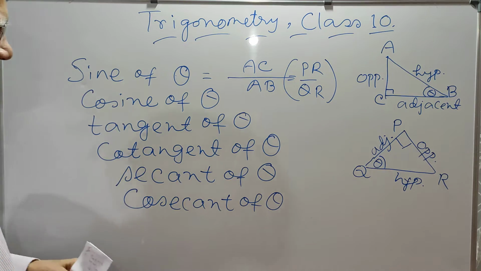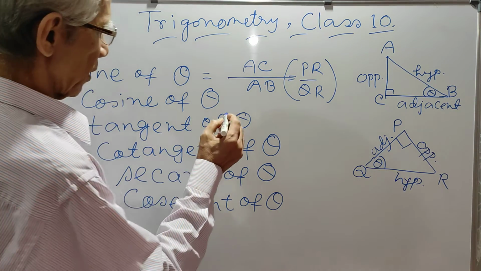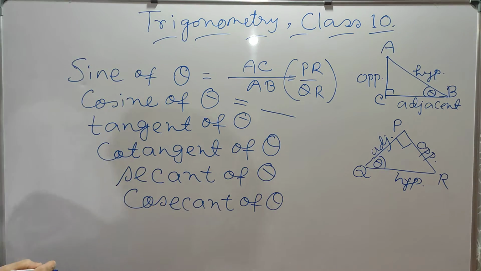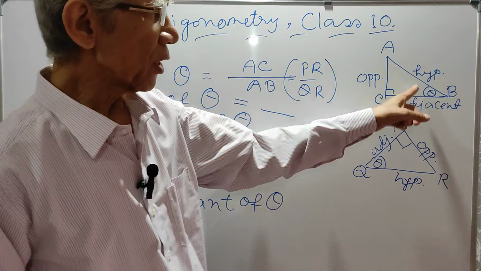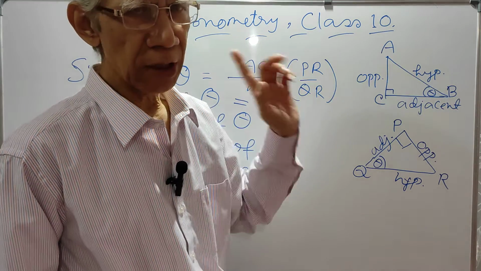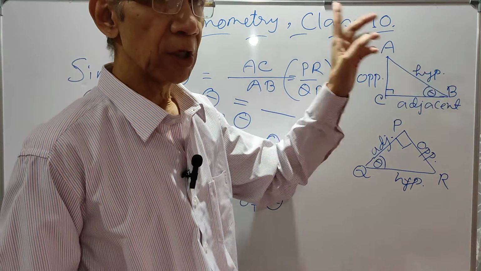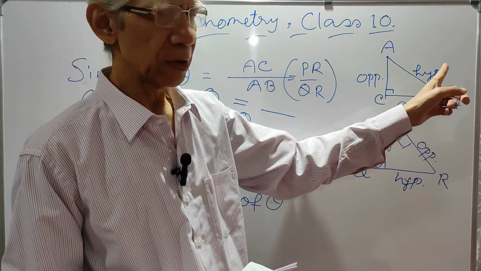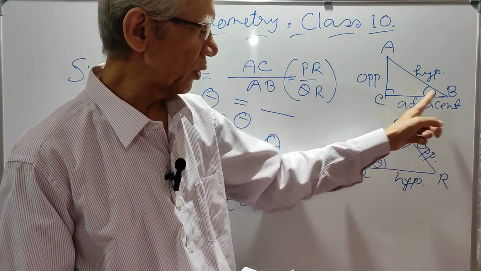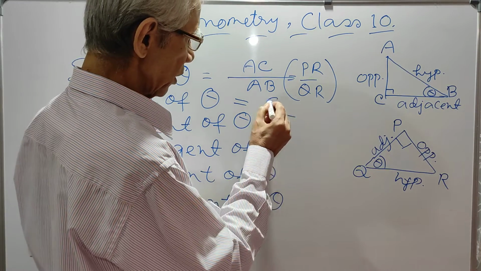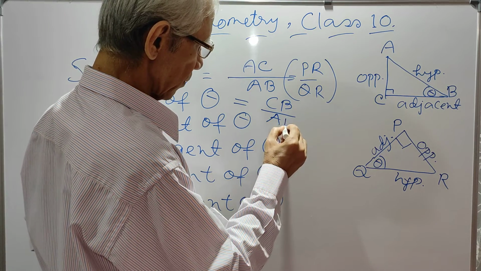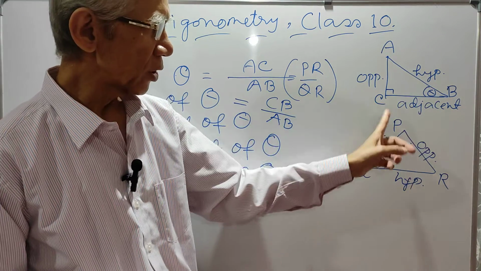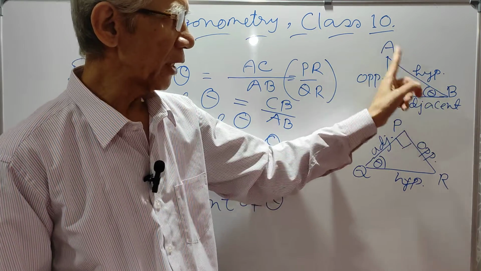All right. Now cosine of angle theta, which ratio is it? Adjacent by hypotenuse. So this thing you have to remember: sine is opposite by hypotenuse, cosine is adjacent by hypotenuse. Now adjacent is here BC, so CB by AB. So in this triangle, cosine of angle theta is adjacent by hypotenuse, that means CB by AB.